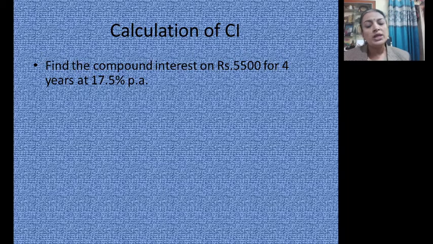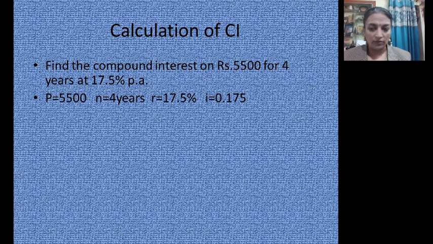And let us do it once again. Let us solve one more problem, that is calculation of the compound interest. Now, first let us understand the problem. Find the compound interest on 5,500 for 4 years at 17.5%. What is given in the problem? P is equal to 5,500, N is equal to 4 years, R is equal to 17.5%.